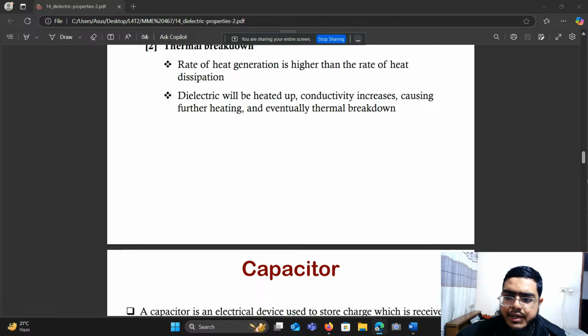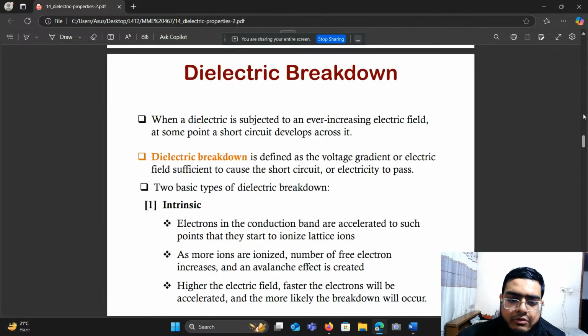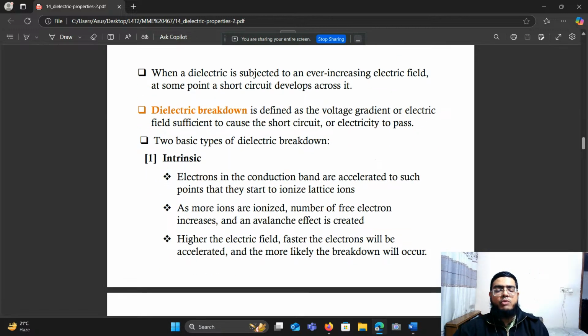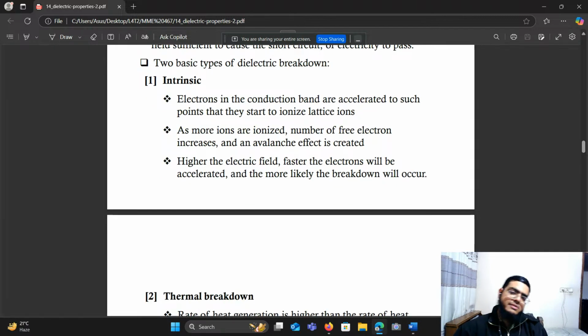From my slide, I have come to know that there are two kinds of dielectric breakdown. One is intrinsic and the other is thermal. So what is intrinsic? Intrinsic breakdown is when electrons from the conduction band are accelerated to such a point that they start to ionize the lattice ions. For example, in sodium chloride, the lattice ions are sodium and chlorine. The electron will come out from the valence band to the conduction band, then it will ionize the other ions like sodium and chlorine ions, and it will continue to ionize the other atoms. As more ions are ionized, the number of free electrons increases, and an avalanche effect is created.